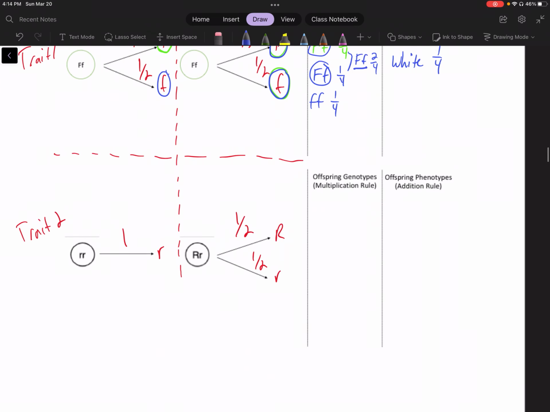Well, in this case, we're going to do the same thing. We're going to do lowercase r times capital R. That's 1/2 capital R, lowercase r, and then 1/2 lowercase r, lowercase r. So then phenotypes, we have round and we have wrinkled. It's going to be 1/2 round because this one has a capital R in it, and then 1/2 wrinkled because it's lowercase r. Okay.